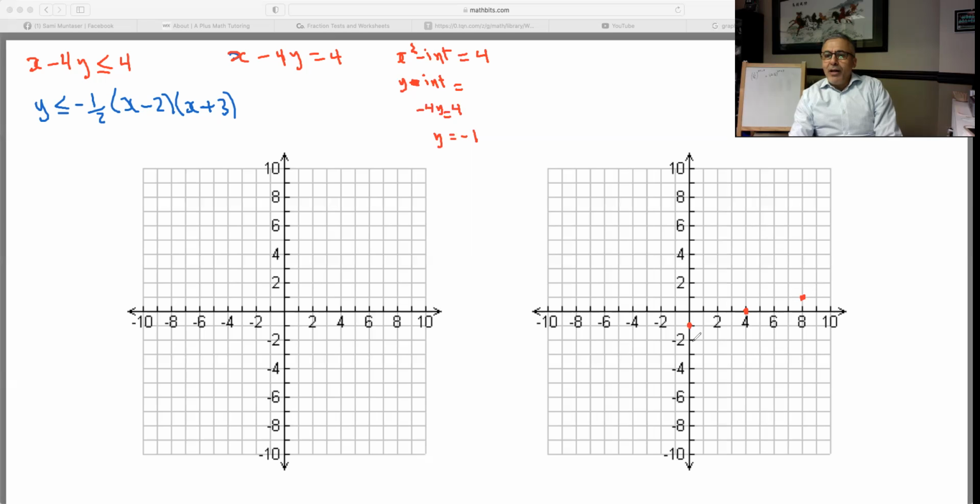And if you go down 1, don't go right 4, because if you go right 4, you're not going to get a straight line. But if you go down 1 and left 4, and then go down 1 and left 4, it doesn't matter how many points you want to have on this line. You could have as many as you want.